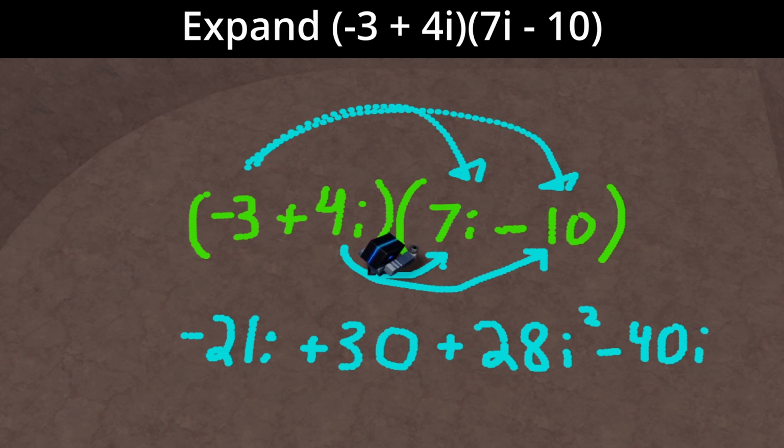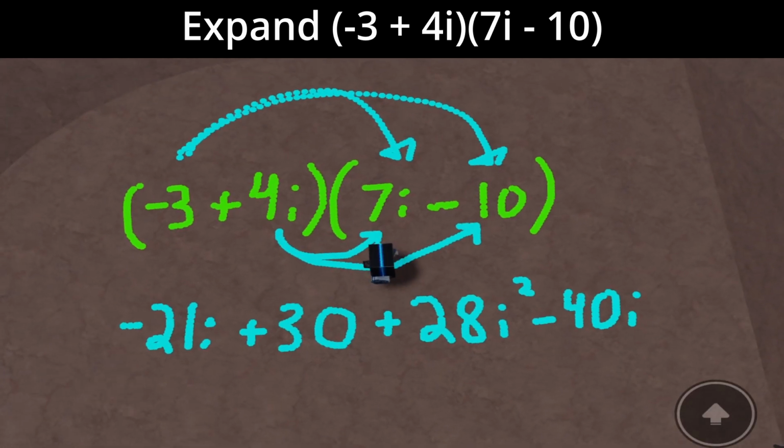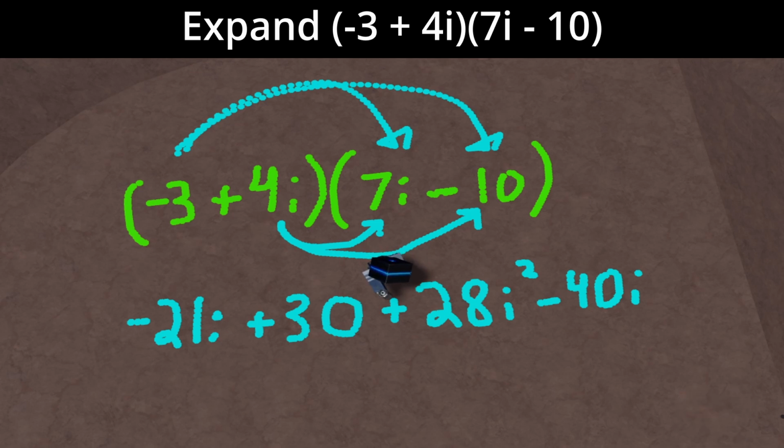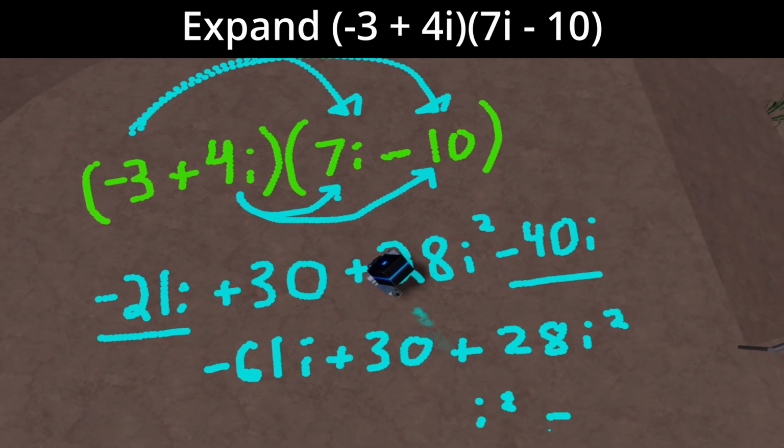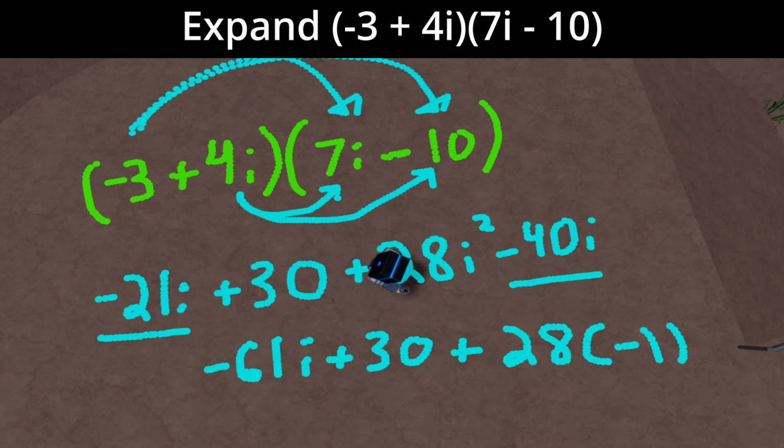Now let's simplify this expression that I've written in blue here. So first, I'm going to add minus 21i and minus 40i. Minus 21 minus 40 is equal to negative 61, and then just add an i at the end. And then I'm going to add 30. And then for 28i squared, well, remember, i squared just equals negative 1. So therefore, 28i squared is equal to 28 times negative 1. But 28 times negative 1 is just negative 28.